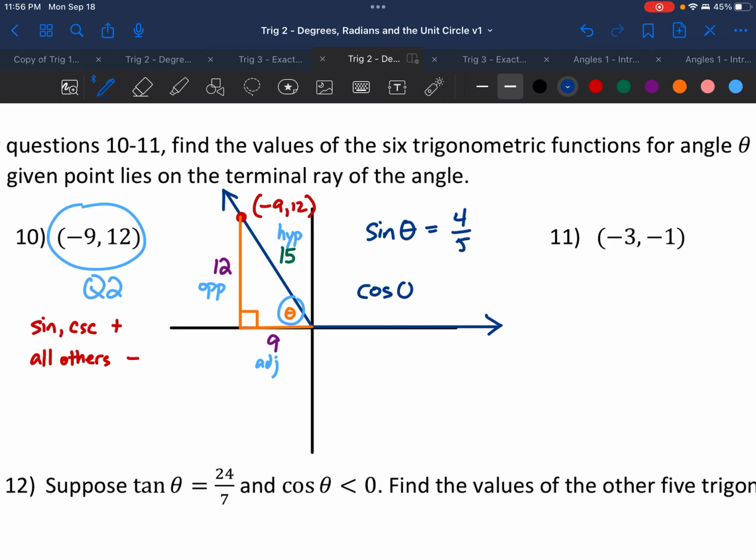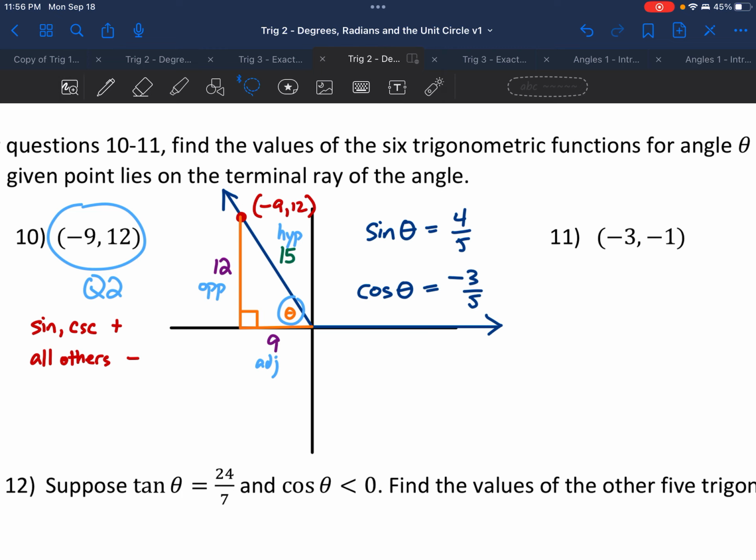Cosine of theta says I have my adjacent side of 9, I have my hypotenuse of 15. That would be 9 over 15 or 3/5. But because I'm in the 2nd quadrant, I have to make sure that that answer is negative. So that's all this question is asking you to do.